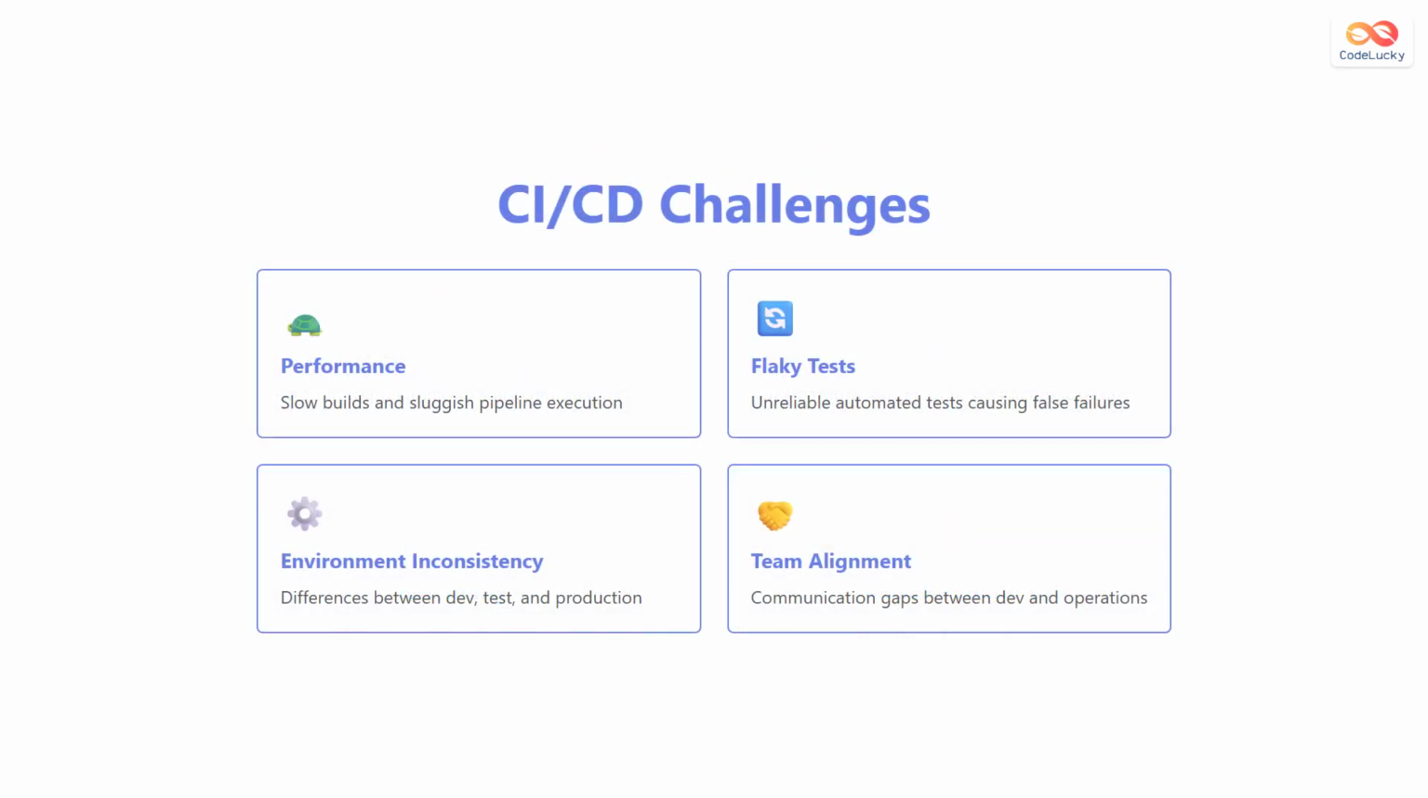Implementing CI/CD comes with challenges to be aware of. Performance is one challenge. Slow builds and sluggish pipeline execution can frustrate your team and slow development. Flaky tests are another issue. Unreliable automated tests that fail inconsistently waste developer time. Environment inconsistency is a common problem. Differences between development, testing, and production environments can cause unexpected failures in production. Finally, team alignment matters. Communication gaps between developers and operations can lead to misunderstandings and conflicts.